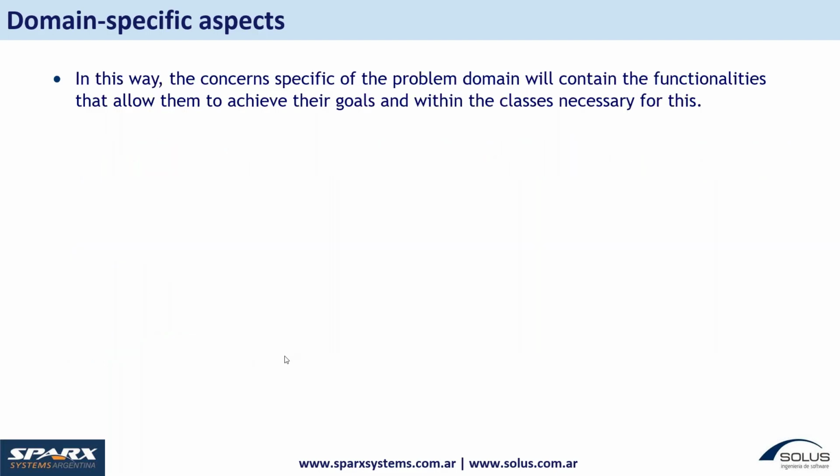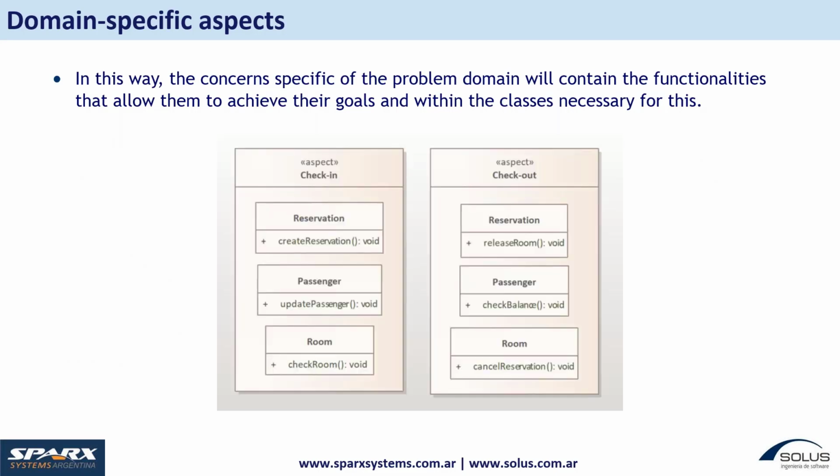But they are different because they are domain-specific aspects. So in this case, we will have aspects, including the classes that these aspects need to implement the objective of the aspect. But every class will have only the members, attributes, and methods that it needs to perform the objective of every aspect. You can see that maybe we will have the same class scattered throughout different aspects, but with different implementations. At the moment of composing these classes, we have to merge the same class that is present in different aspects.